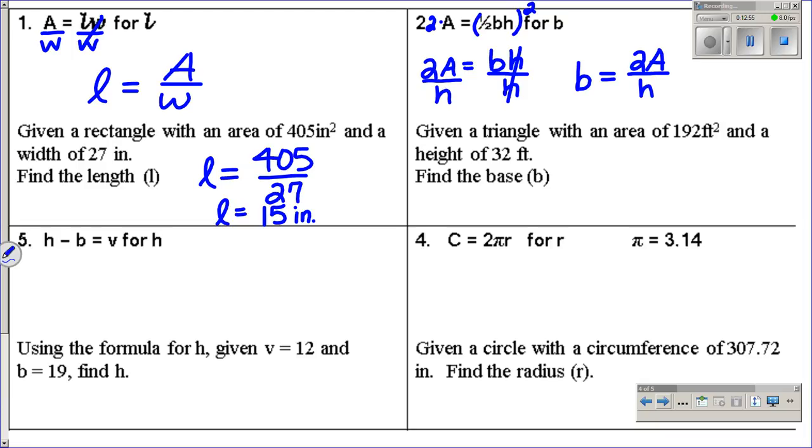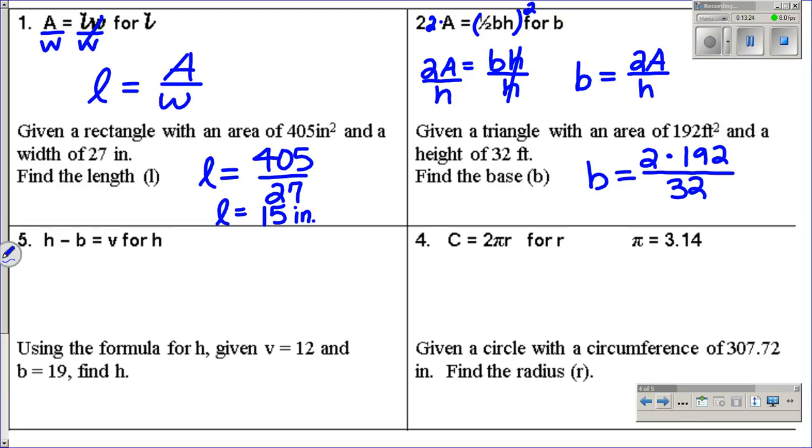Now that we have a formula for finding the base, it says given a triangle with an area of 192 feet squared and a height of 32 feet, find the base. So again, we're just going to substitute in the given values. We're going to say base equals 2 times the area, that's 192, and we're going to divide by the height, 32. You'll need to calculate the numerator, simplify the numerator, and then divide.